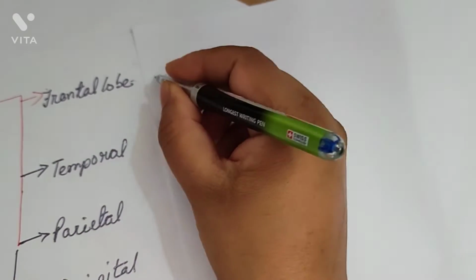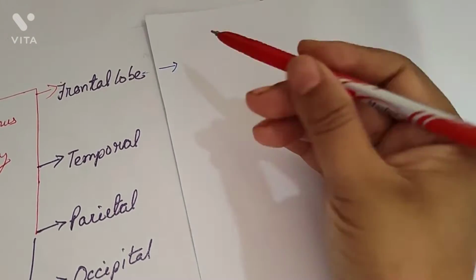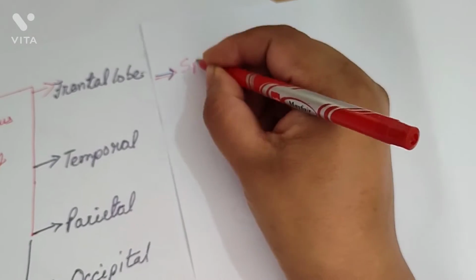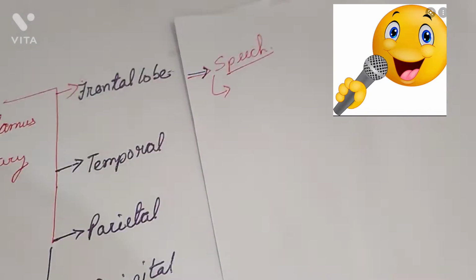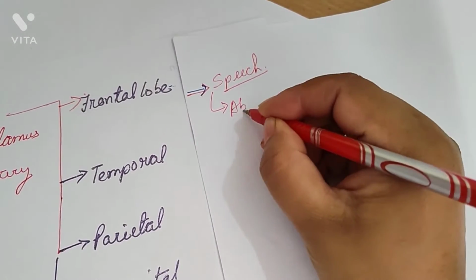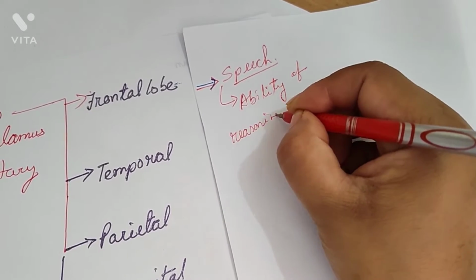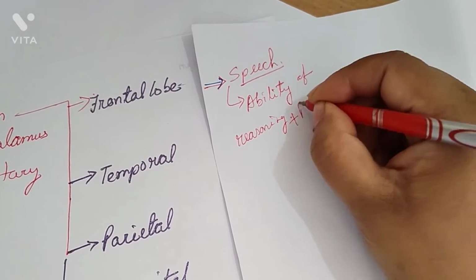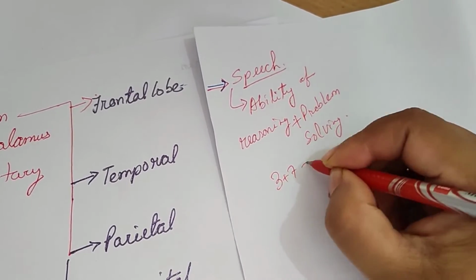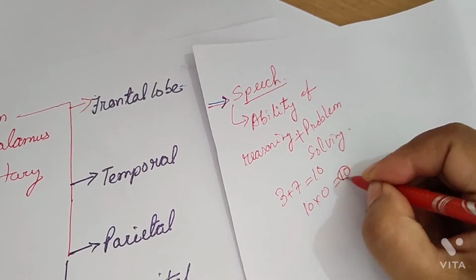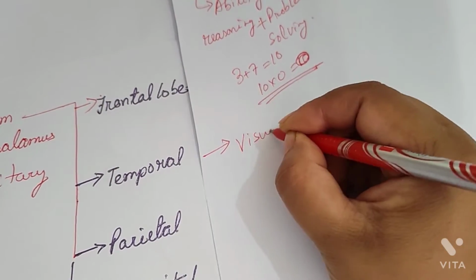The frontal lobe is mainly involved with our speech. Because of this region, we can speak. Apart from speech, the ability of reasoning and problem solving, like the many problems we face in our day-to-day life, are mainly concerned with this region. Some simple maths and calculations can also be done with the help of this region.